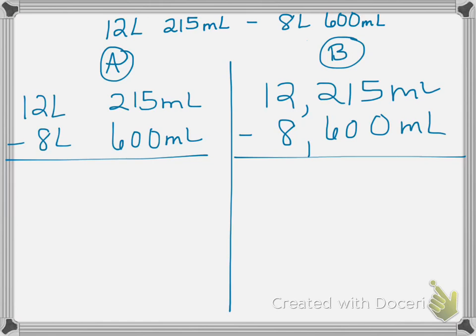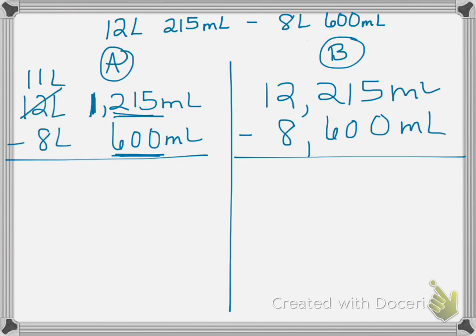Alright guys, now that you solved these on your own, I'm going to show you how to solve it. So I'm noticing right away that I can't take 600 milliliters away from 215 milliliters. So what I'm going to do is come over to my liters, and I'm going to regroup a liter. I'm going to exchange it. So this will become 11 liters, and this will become 1,215 milliliters, because remember, there's 1,000 milliliters in 1 liter.